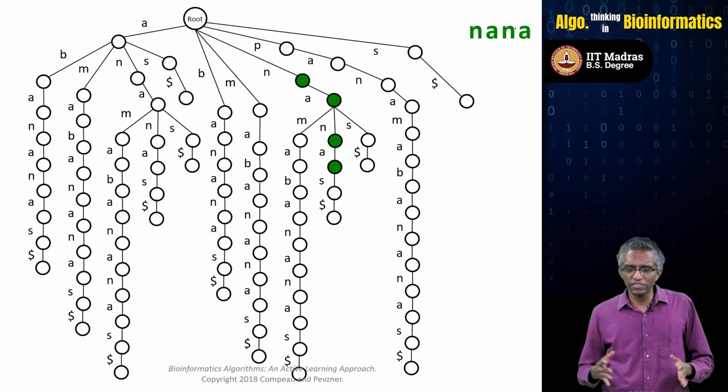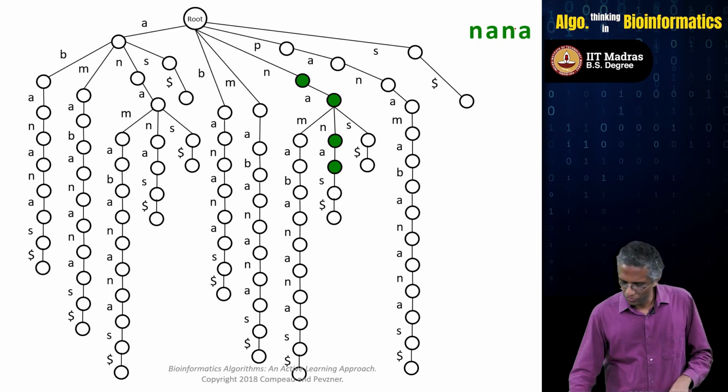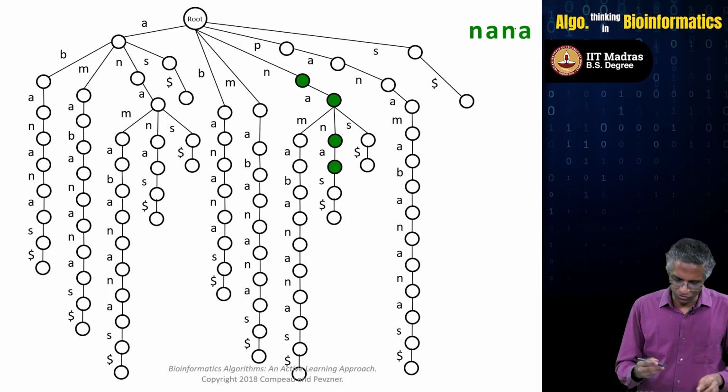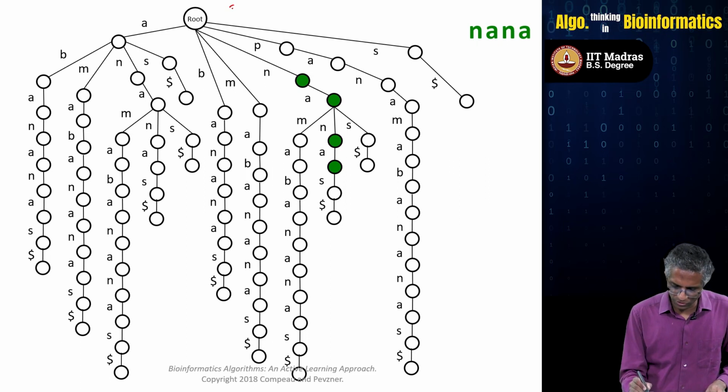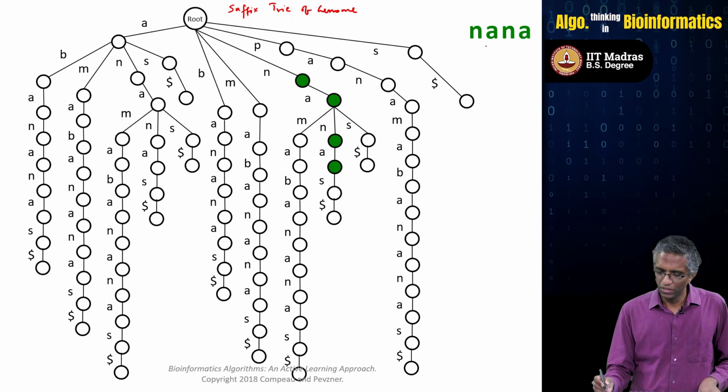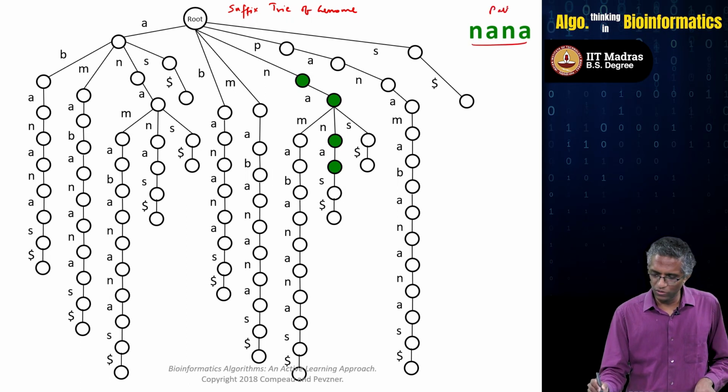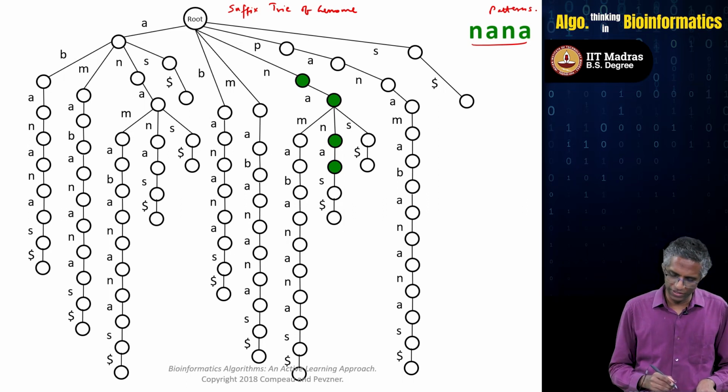So this is how a suffix trie for the genome works. This is your suffix trie of the genome that holds all the suffixes of the genome, and these are patterns that are now scanned one after the other across this trie, right?